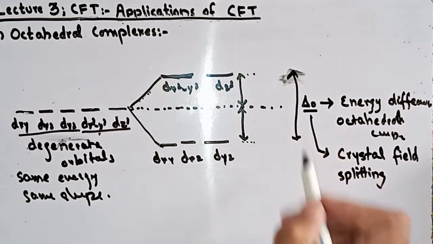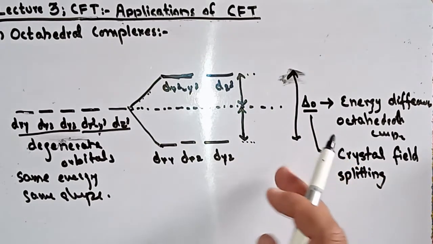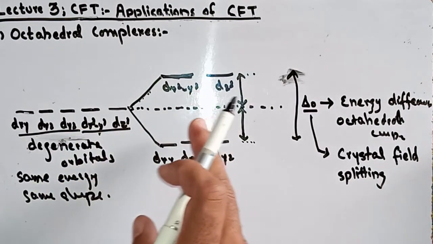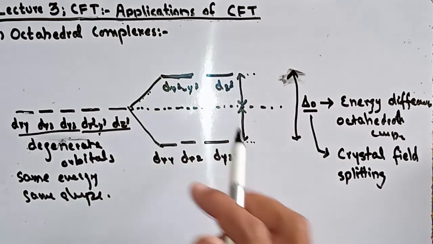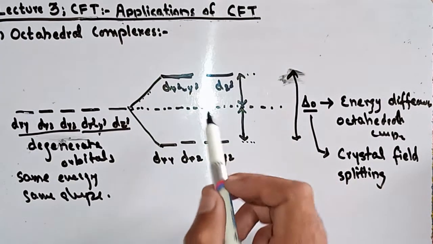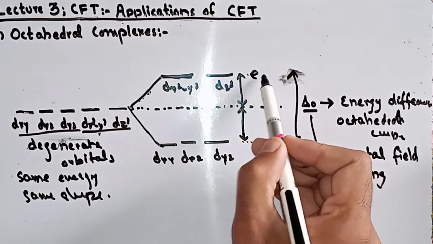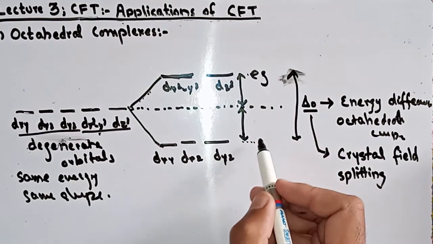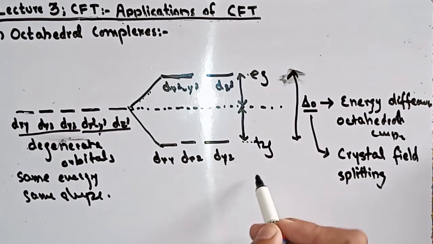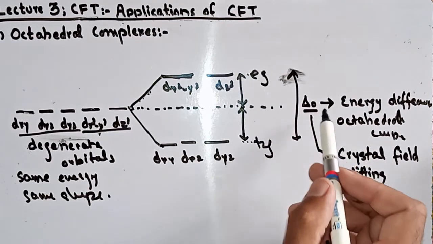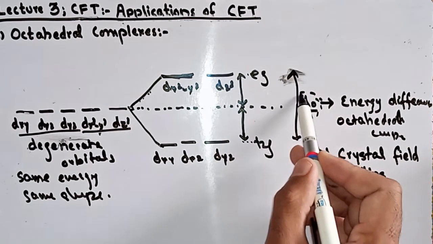This is called crystal field splitting. When crystal field splitting occurs, the degeneracy is disturbed, which means that the energy of the Eg set of orbitals increases and the energy of the T2g set decreases. This total splitting is called crystal field splitting, and it is denoted by del naught.